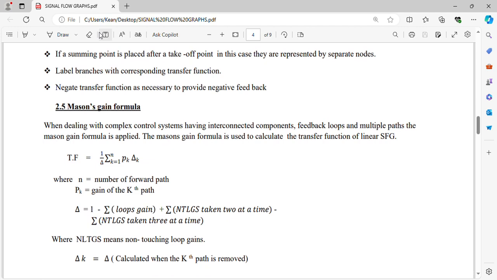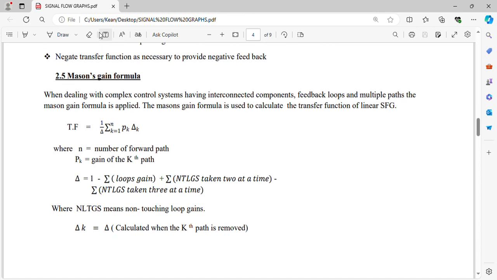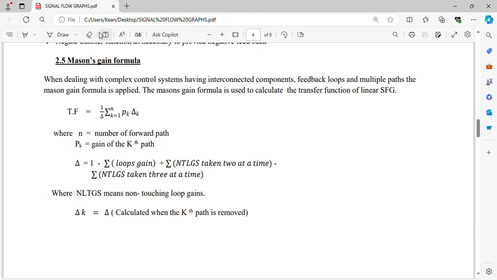Then Mason gain formula. When we deal with a complex control system having interconnected components, feedback loops and multiple paths, we use Mason gain formula, as illustrated below, where n is the number of forward paths, then we have the Pk, gain of the kth path, and the delta. The delta is equal to 1 minus the summation of all the loop gains. So you check all the loop gains, then plus non-touching loop gains taken 2 at a time, and then minus non-touching loop gains taken 3 at a time.